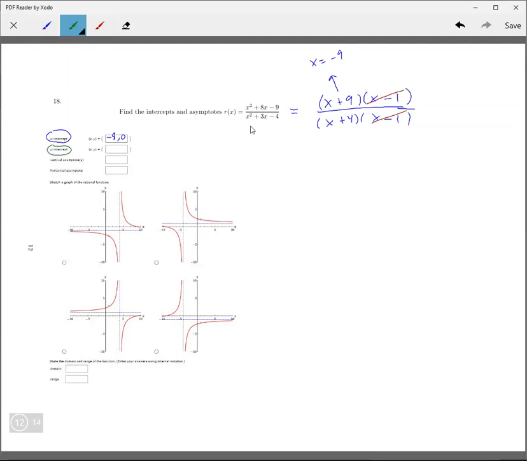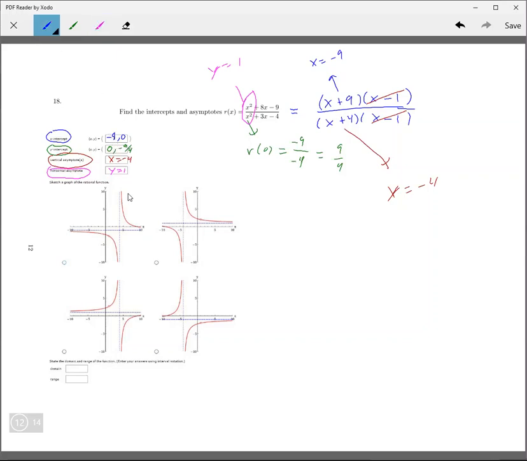Okay, Y-intercept, again, that's going to come from calculating R of 0. It's easiest to do it from this one. I guess this one would be okay too. It doesn't matter. So -9 over -4, that's going to be 9 over 4, our Y-intercept. So 0, 9 over 4. Vertical asymptote: x equals -4. Horizontal asymptote: you look at that right there, and it's y equals 1, because that's 1 and 1, because these are the highest terms. So y equals 1.